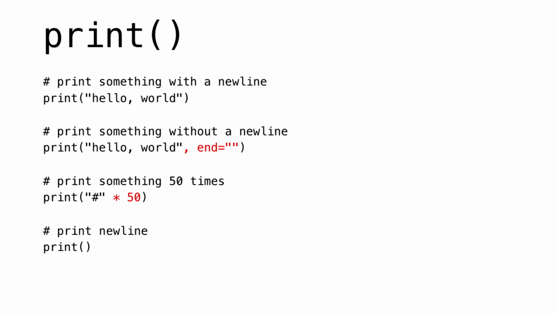Finally, let's print. Printing in Python comes by default with a new line. So if you want to override it, then you'll simply have to include a comma after the string and then end equals with 2 empty quotation marks. If you want to print something 50 times, then you can include a star and include how many times you want to print that. Finally, for a single new line, then you simply call print without passing anything in.